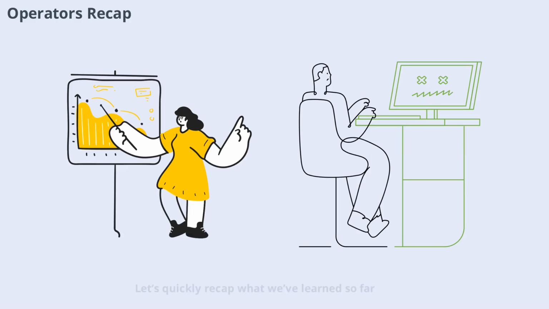Let's quickly recap what we've learned so far. JavaScript offers several basic operators: addition, subtraction, multiplication, division, modulus, increment, and decrement. Each operator has a unique symbol and purpose, helping us perform calculations and manage values efficiently. Understanding these operators is crucial for writing clear and effective code.